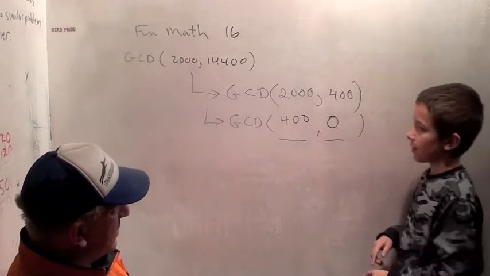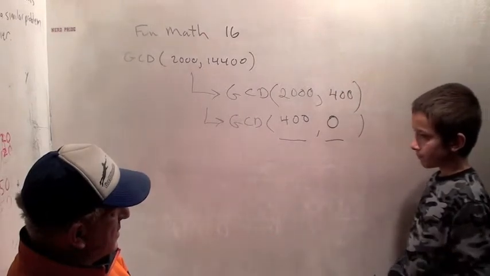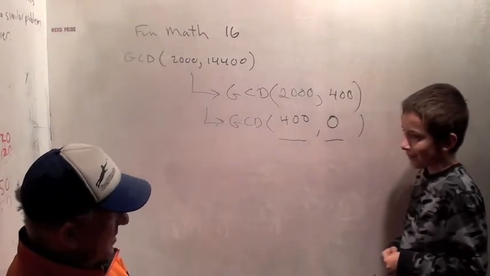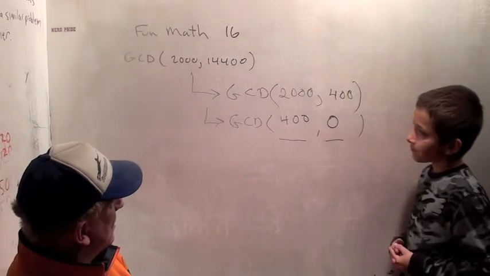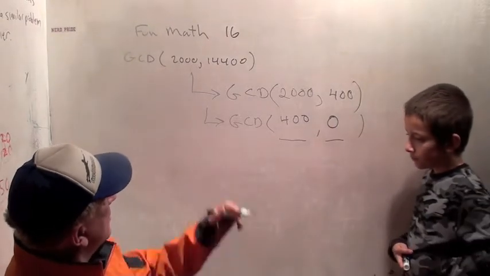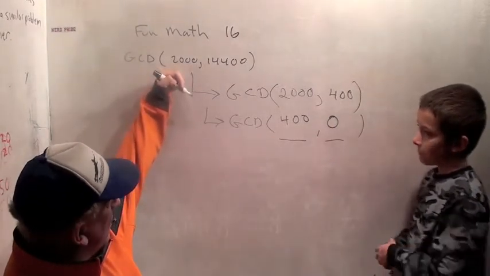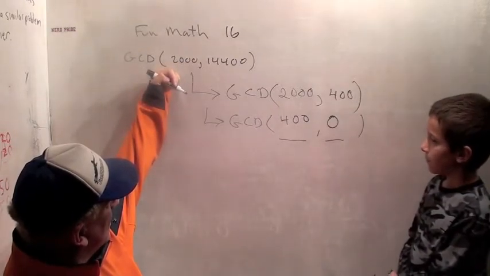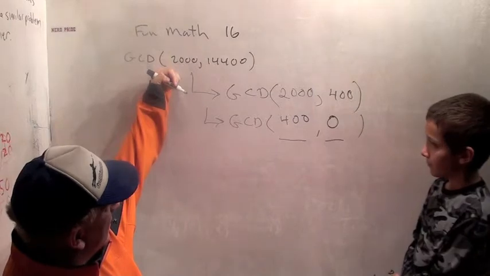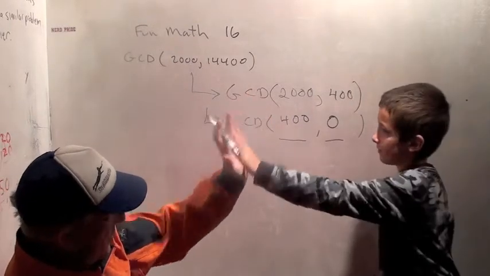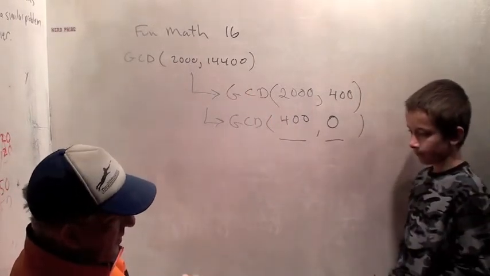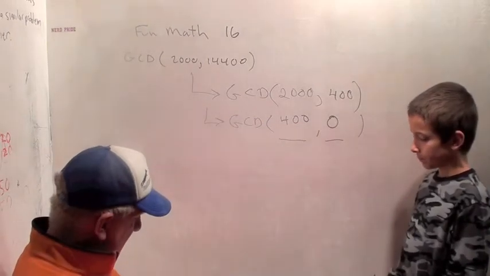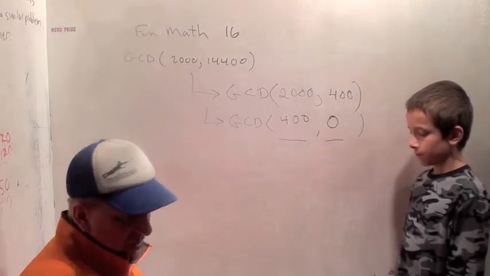Isn't that interesting? Very good. So, a very difficult problem to start out with, but luckily, we were able to figure it out. That's the Euclidean algorithm. It shows you a very fast way to determine the greatest common divisor.